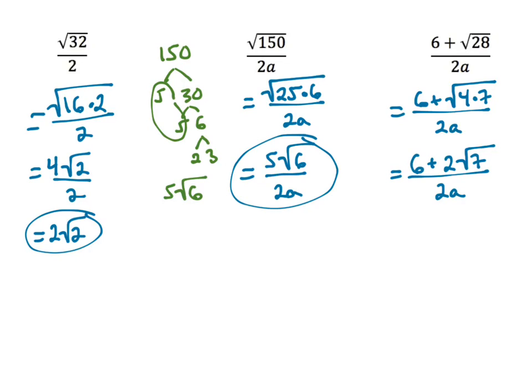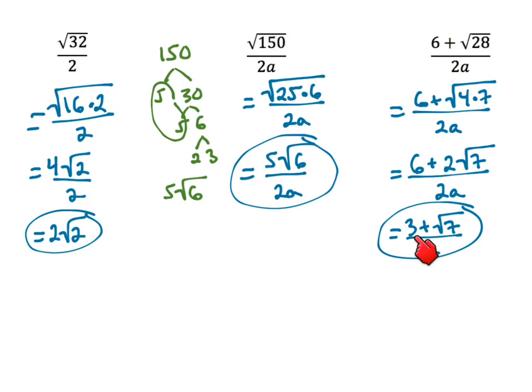And now I can divide each of these by 2, so I can cancel it by 2. 6 divided by 2 is going to be 3. 2 divided by 2 is going to be 1. So I can simplify to 3 plus radical 7 over a.